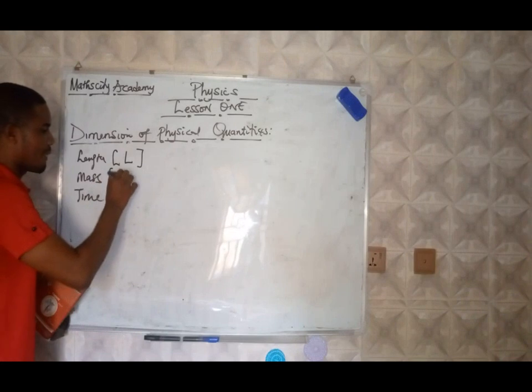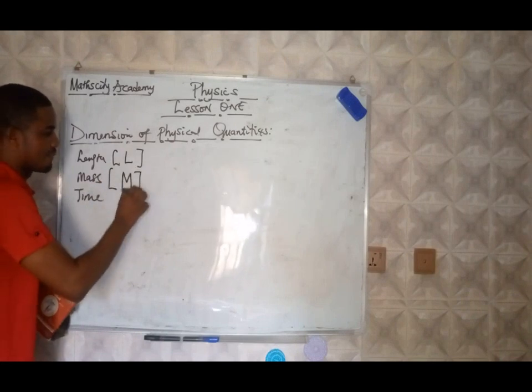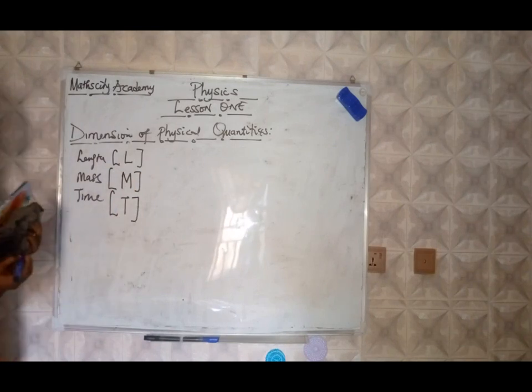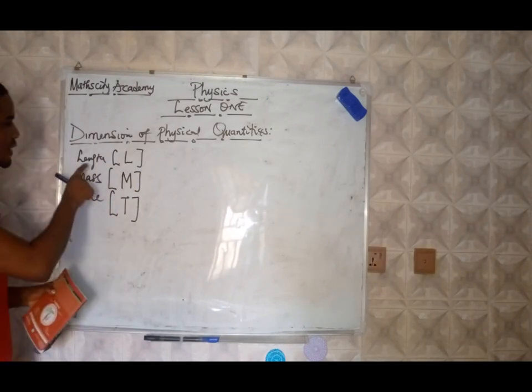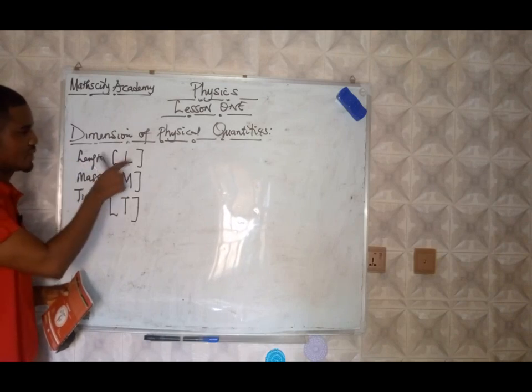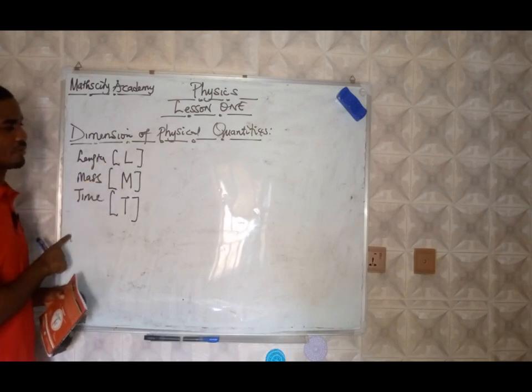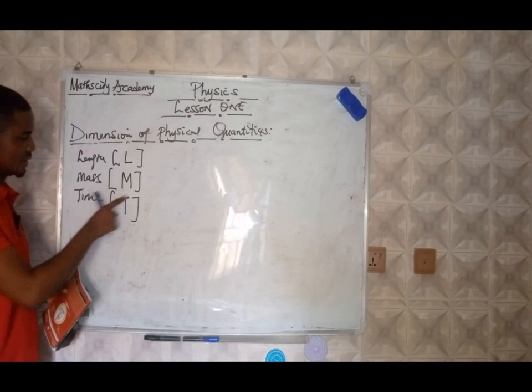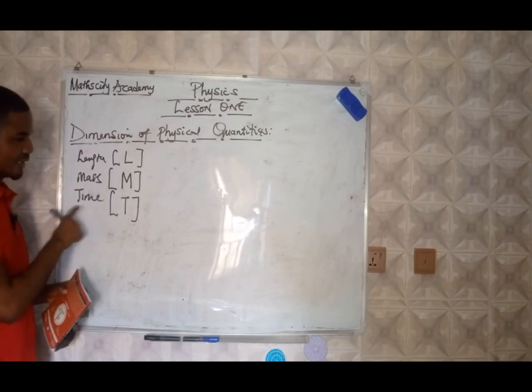The dimension for mass, we use it as M. Dimension for time, we use it as T. Now, if you observe, dimension for length is used as L, meaning that the first letter from length was used. Then you put this square bracket to show that you are doing dimension. Dimension for mass, the first letter here is M, we have put it. Dimension for time, the first letter here is T, we have put it.